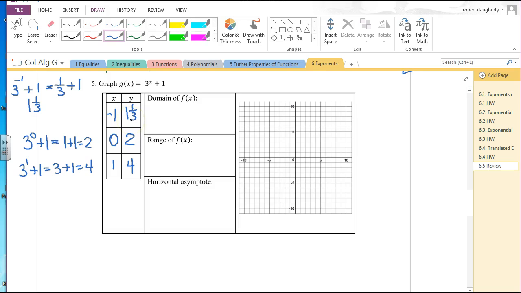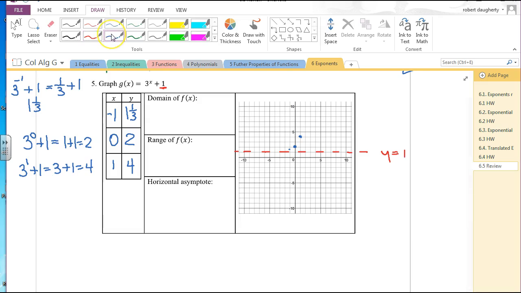So I need to graph these points. (0, 2) is right here. (1, 4), which I see here. And (-1, 1 1/3), so it's somewhere right here. Okay. Now I'm going to go ahead and graph this, but before I do, one step. To find the horizontal asymptote with all of these graphs, you'll just look and see what is the number out here by itself. That number is 1. So that tells me that I have a horizontal asymptote at y = 1. So that's my horizontal asymptote.